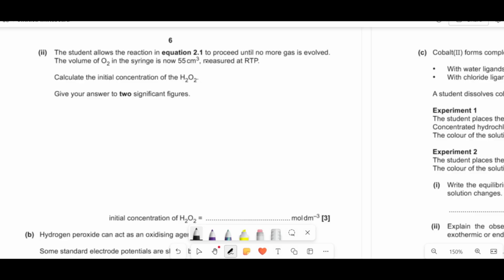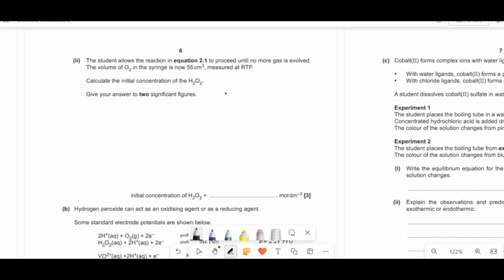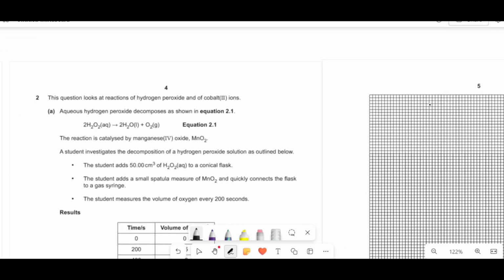So now the student allows this reaction to proceed until no more gas is made, and then the volume of the O2 is now 55 centimeters cubed at room temperature. Calculate the initial concentration and give your answer to 2 significant figures. If you're going to do any mole stuff, go and remind yourself what the proportions of each of them are.